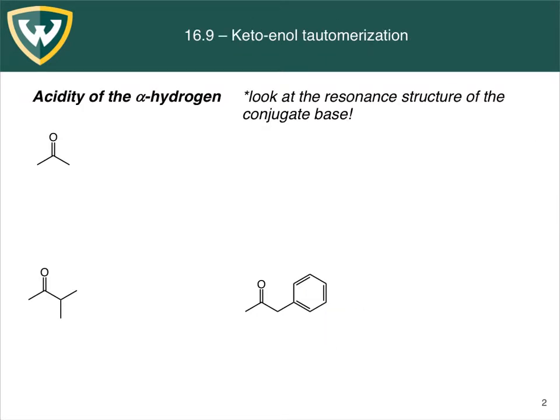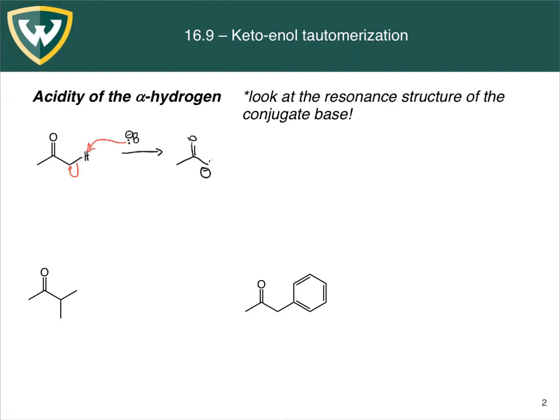To understand the acidity of the alpha hydrogen, we need to look at the resonance structure of the conjugate base. So first, let's do a deprotonation of our model aldehyde here, or model ketone, acetone. I'm just using a B with a minus to represent some base. So if we do this deprotonation, we're going to get to a species called an enolate.